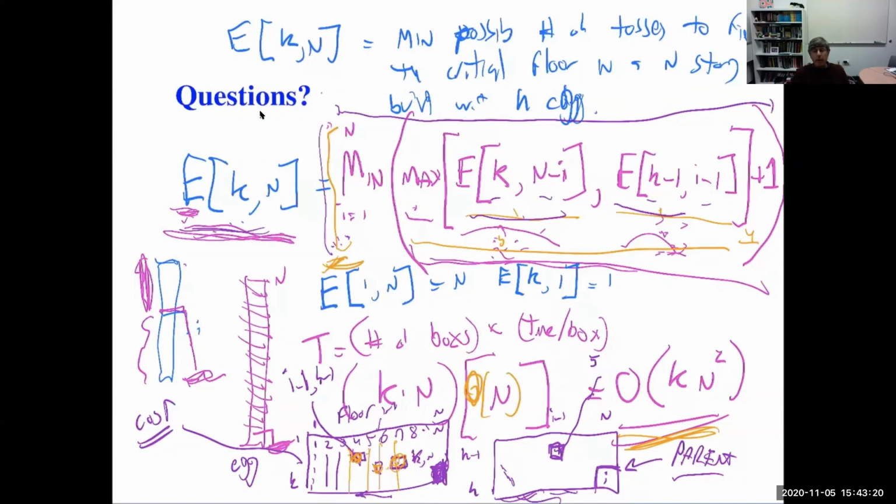Hopefully you can formulate a recurrence for this. So the 2 parts of dynamic programming are 1, formulate a recurrence, 2, figure out the cost of solving that recurrence, okay, by storing the results. Any questions?